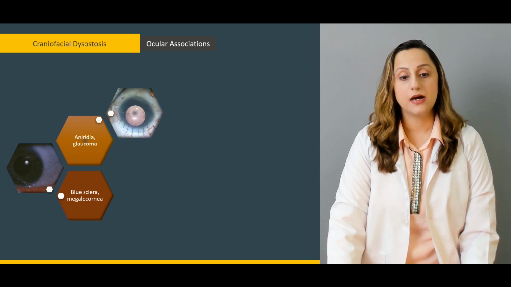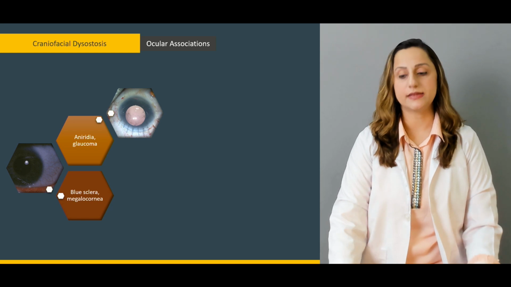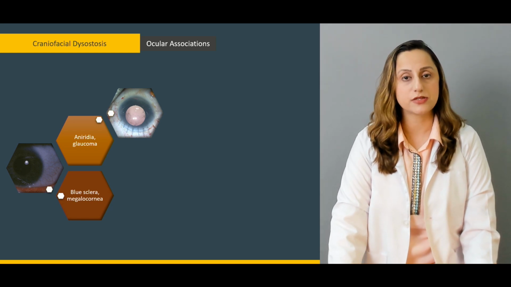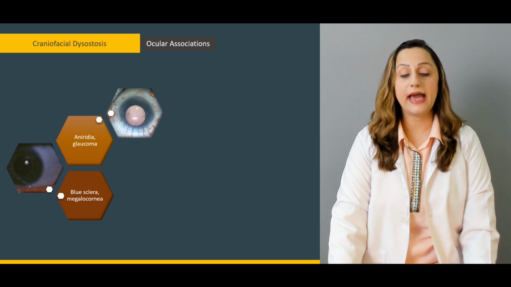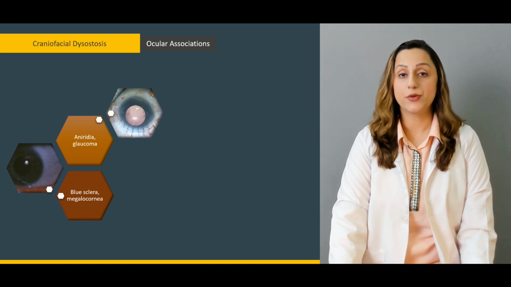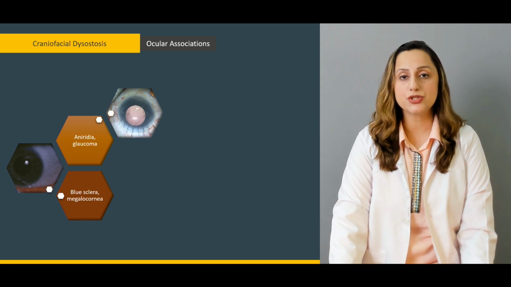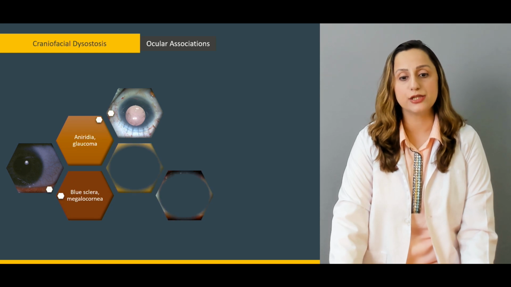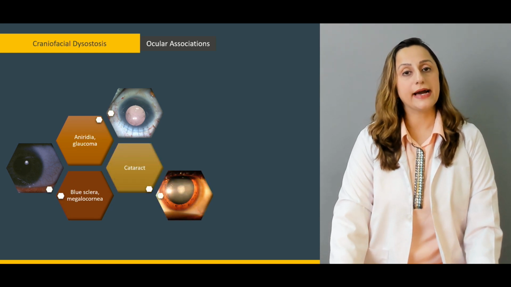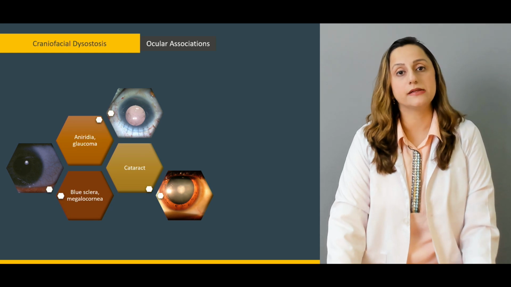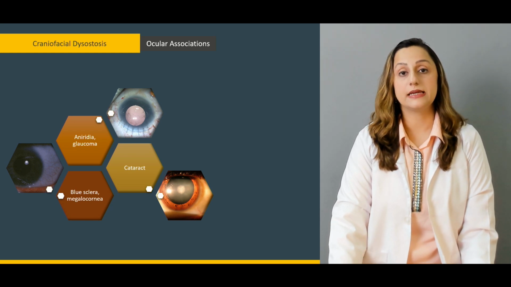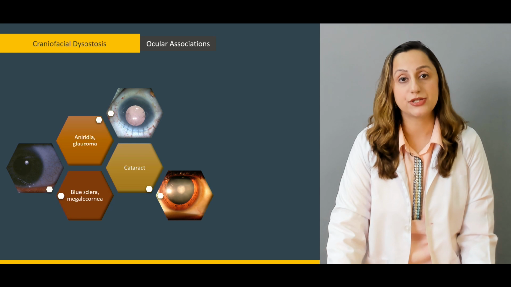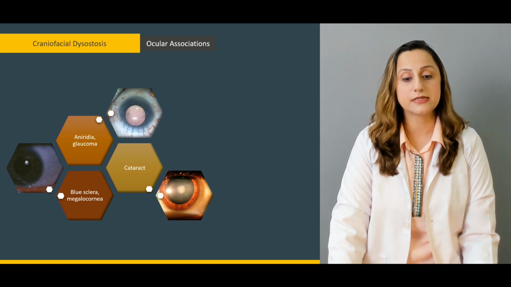The other ocular associations would be a blue sclera, which is also the megalocornea noted down. This would be due to the thinning of the histological features of the scleral wall. And aniridia or glaucomatous conditions, it would be a condition which is quite resembling a closed angle glaucoma due to the fact that there would be the closure of the angle, there would be this increase in the intraocular pressure that is noted down in these infants.